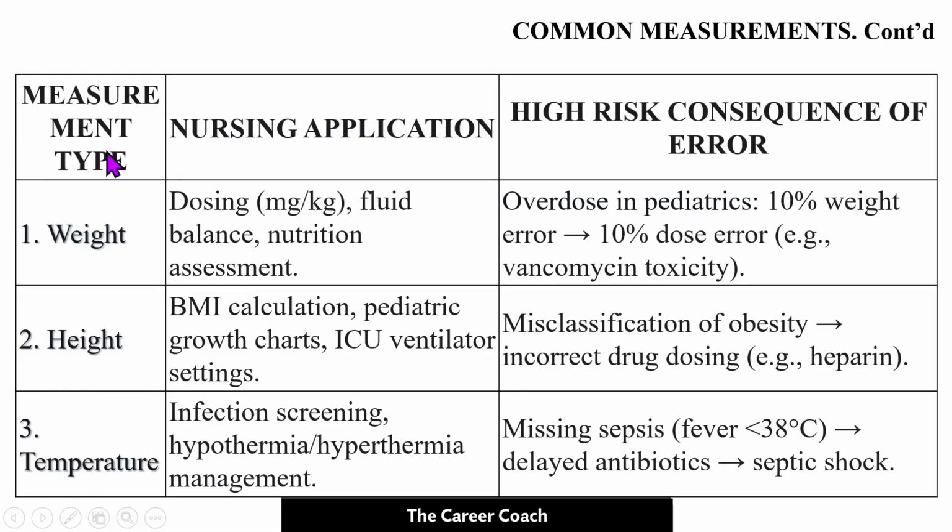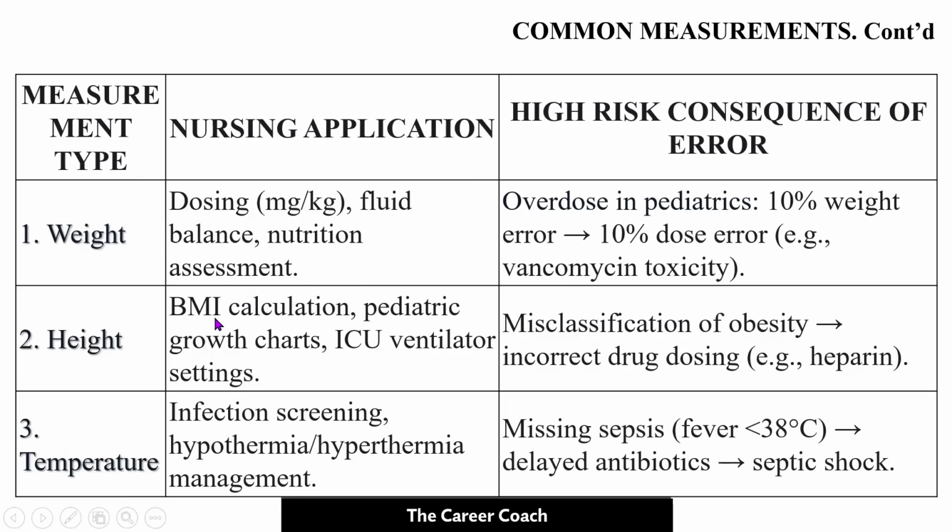As a form of summary for the measurements carried out by nurses, we want to look at their nursing relevance and how we can avoid errors. Number 1, weight. Weight is applicable to nursing in cases of dosing, milligram per kg, fluid balance, and nutrition assessments. High risks to note: overdose in pediatrics. A 10% weight error will lead to a 10% dose error.